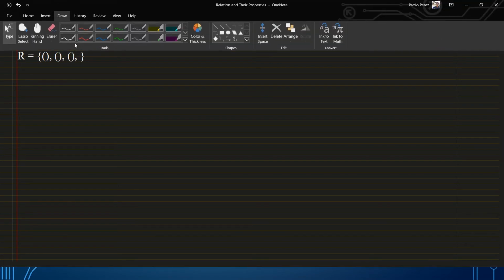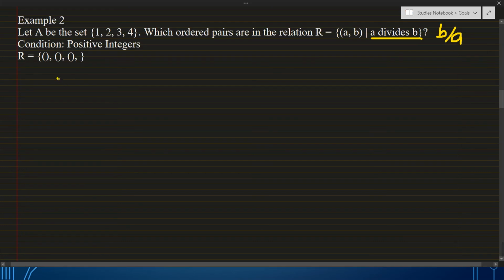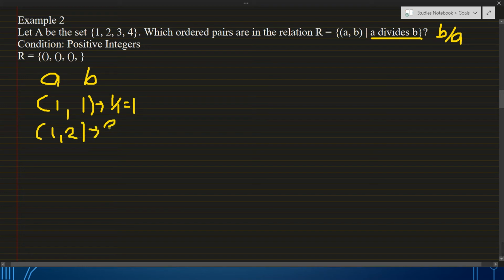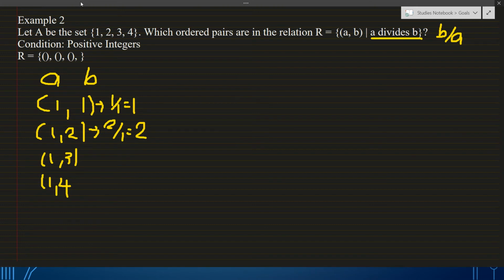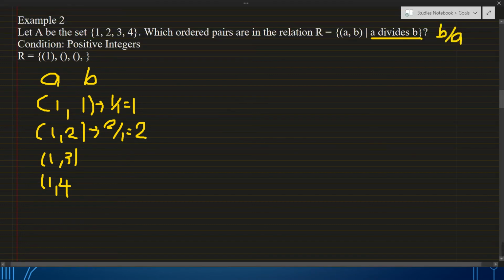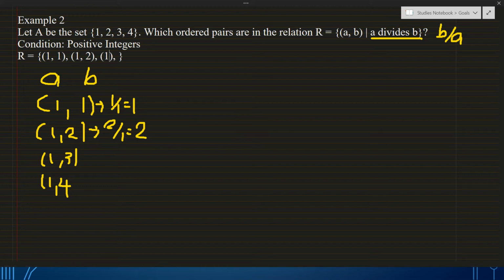Let's start with 1 as a. Let's put a and b first. Start with (1, 1). Is (1, 1) included in R? Yes, because the quotient of 1 over 1 is 1. As well as with (1, 2), quotient 2 over 1 is 2, and also (1, 3) and (1, 4). So we can write it here: (1, 1), (1, 2), (1, 3), (1, 4).